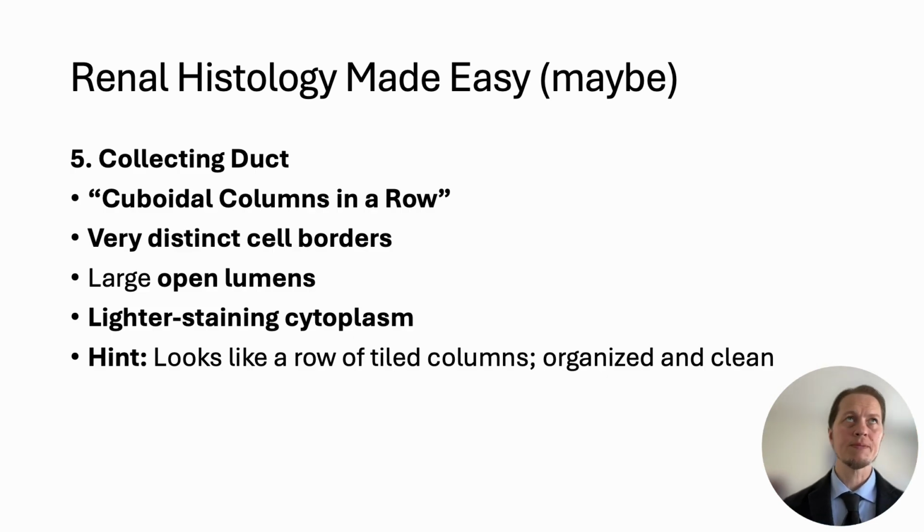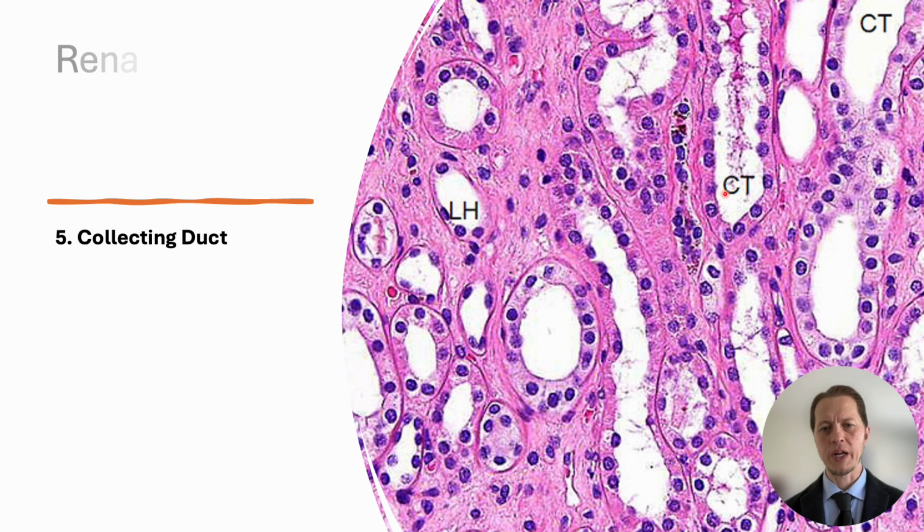These are cuboidal columns in a row, I guess. That's about as best I can do. It's not really a good mnemonic for that one. But these are just standing out, so clearly to me at least. Very square cuboidal cells, very distinct cell borders, and very large, wide open lumen. To me, they kind of look square like tiles that you're tiling up and down, and they're very well organized and clean.